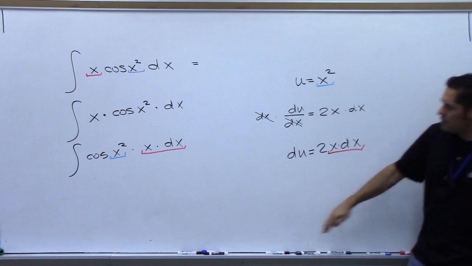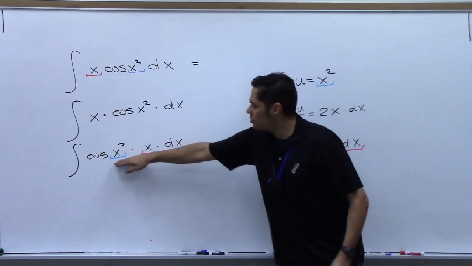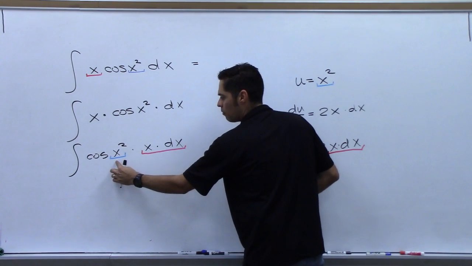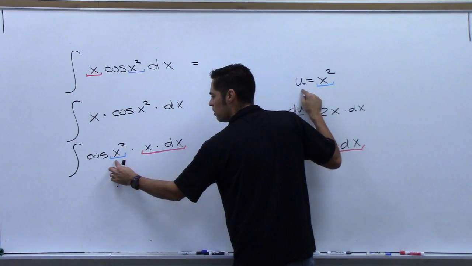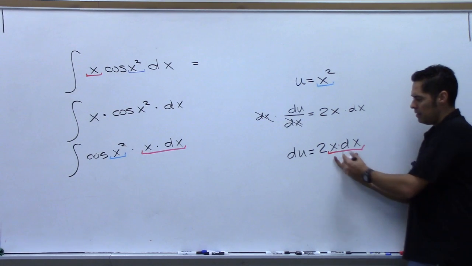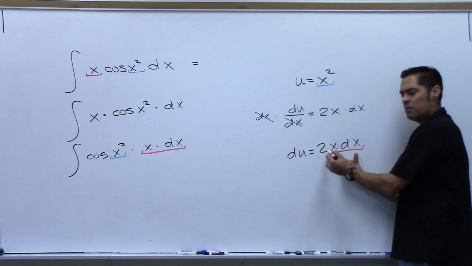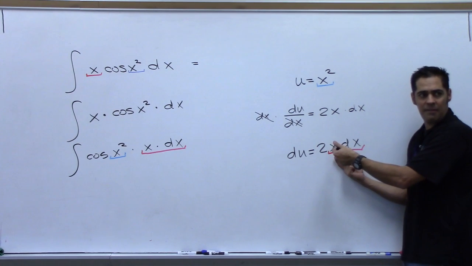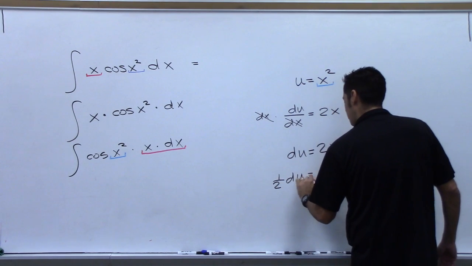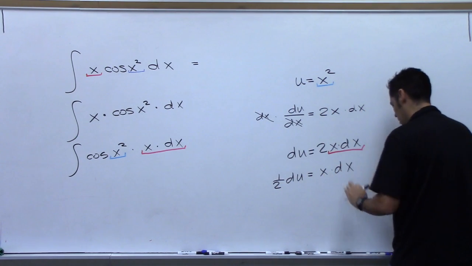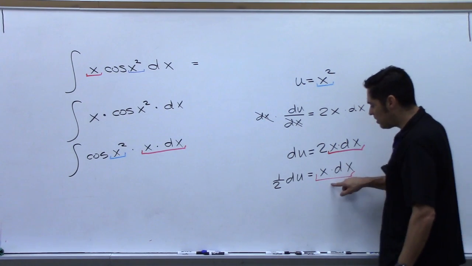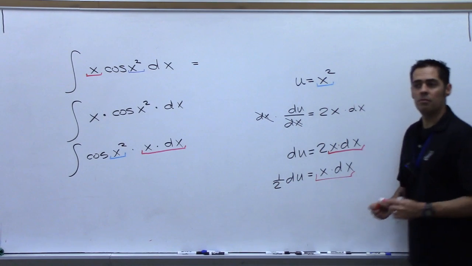So I have x dx here, x squared, and x squared. So I could replace the x squared with what? U, right? Just u. That x squared becomes u. The x dx, I can replace it with what? Yeah, see the 2 here is a problem, right? So I'm just going to scale both sides. Multiply both sides by a half. So if I multiply both sides by 1/2, then the right side is now exactly x dx. And so I can replace x dx right there with 1/2 du.